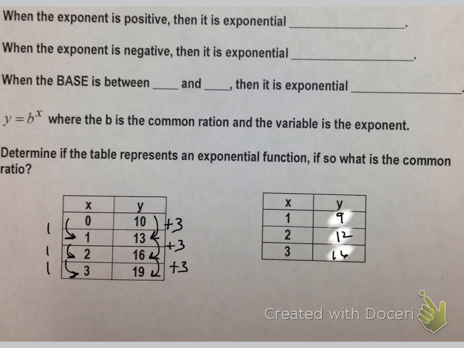Now, we already said 1 to 1 on the other side, so this side is plus 3. This side is plus 4. So there's where you lose your common difference. Now, the way you find your common ratio is you take 16 over 12, and you get 4 over 3. Then you take 12 over 9, and you get 4 over 3. So my common ratio is 4 over 3.